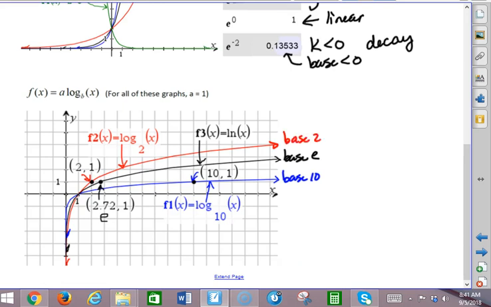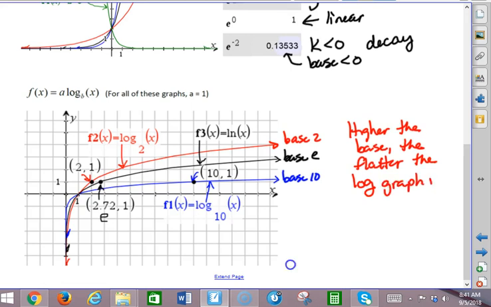So notice the higher the base, the flatter the log graph is. So the higher the base, the flatter the log graph is. So that's really all you need to know, a little extra information about logs and exponential graphs.